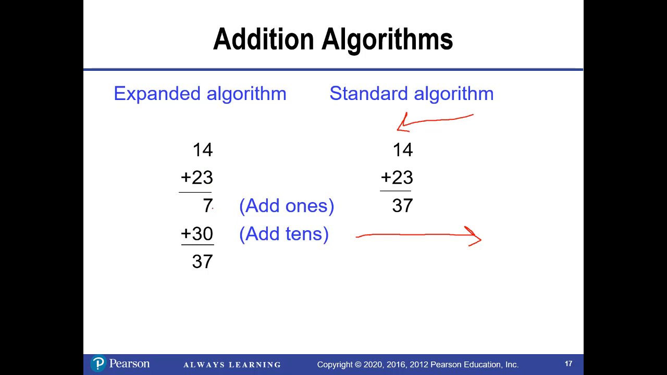So in 14 plus 23, first we add the ones and we put that on a line by itself. And then we add the tens. We add 10 plus 20 and we get 30. And then we add 30 and we bring down our sevens basically. We add 30 plus 7, we get 37.